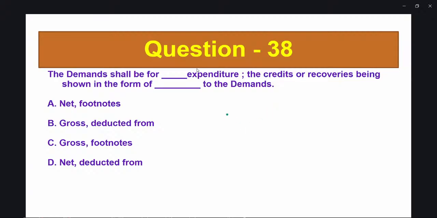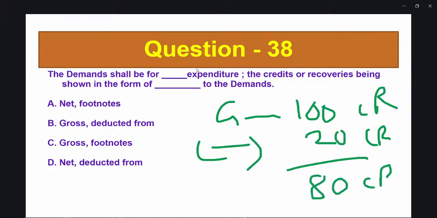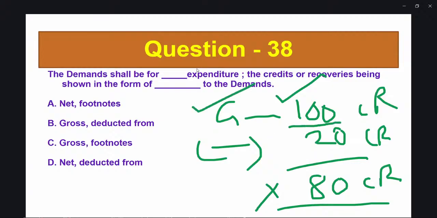So what is gross? See, the gross expenditure required is 100 crores. But we expect credits of 20 crores. So the net required is 80 crores. But when you approach Parliament, you should seek the funds allotment for 100 crores, not 80 crores. Why? Because the 20 crores of expected credits may or may not be achieved. It is not sure. If you are not able to achieve this 20 crores, your expenditure will be exceeded if you ask for a net grant. So that's why we should always ask for the gross amount. So that's why the demand shall be for gross expenditure.